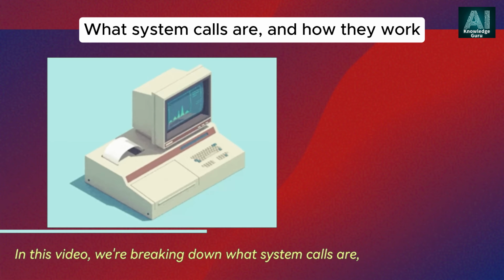99% of developers don't understand one of the most fundamental aspects of computing, system calls. Think about it. Every time your application opens a file, allocates memory, or sends data over the network, it has to ask the operating system for permission. But how does this actually work?